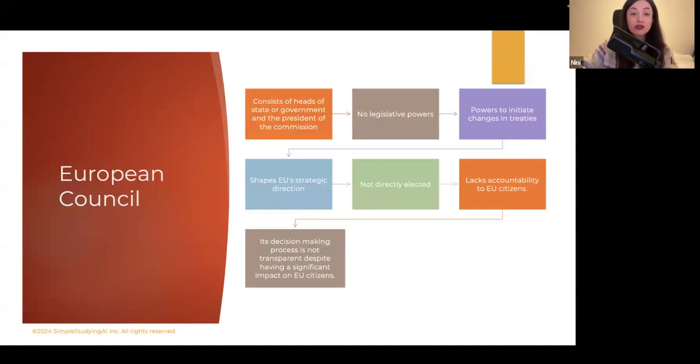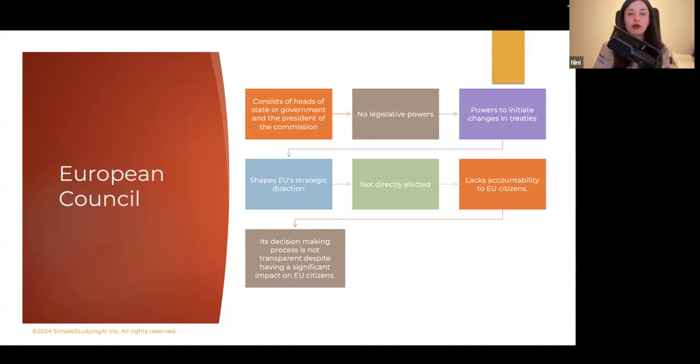The European Council consists of heads of state or government and the president of the Commission. It has no legislative powers, but has powers to initiate changes in treaties and shapes the EU's strategic direction. It's not directly elected, lacks accountability to EU citizens, and its decision-making process is not transparent, despite having a significant impact on EU citizens. So the fact that the European Council is not transparent and not directly elected shows that it's undemocratic.